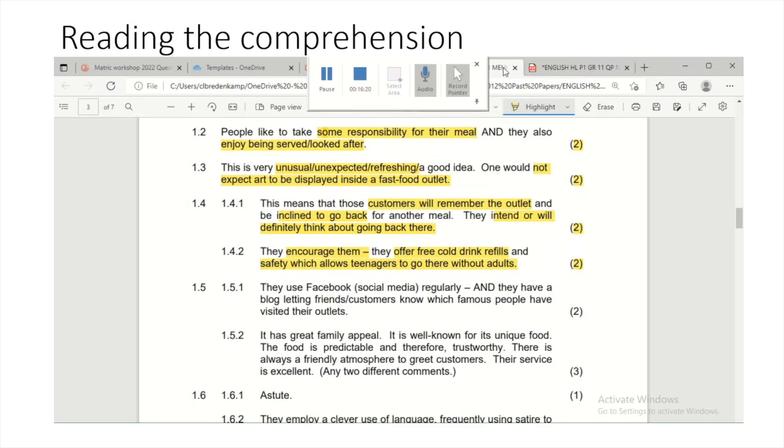Let's have a look at the memo. They use Facebook, which is now quite an outdated social media site, okay, and they have a blog letting friends and customers know what famous people have visited their outlets for 2 marks.